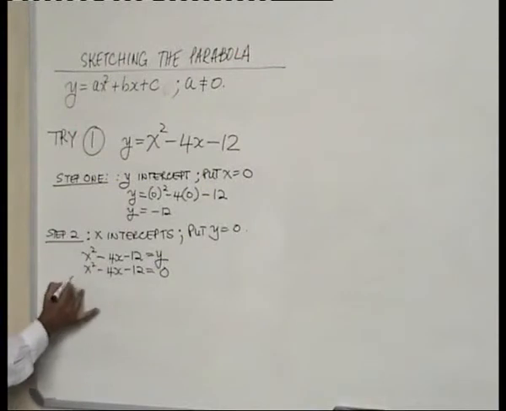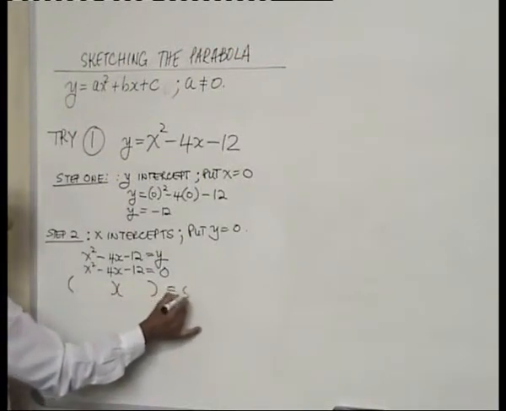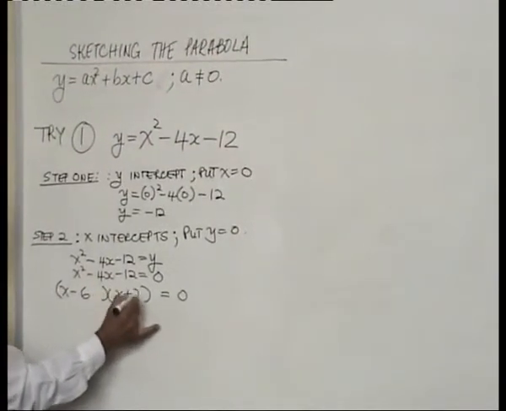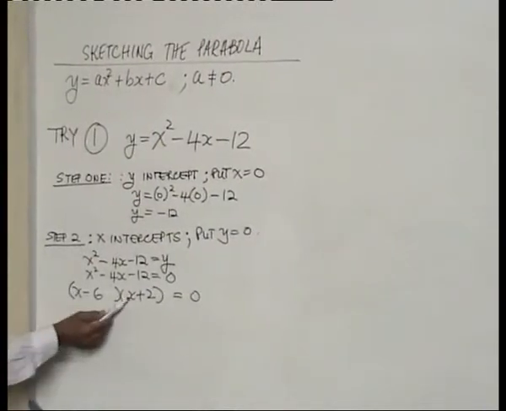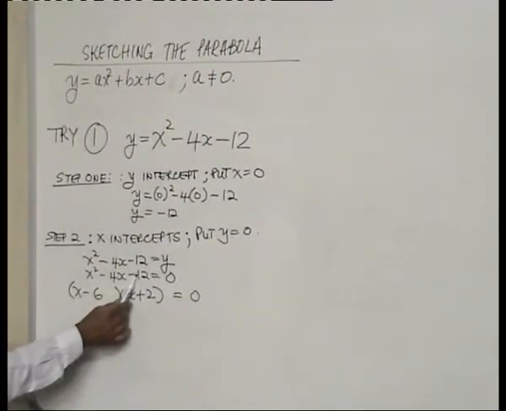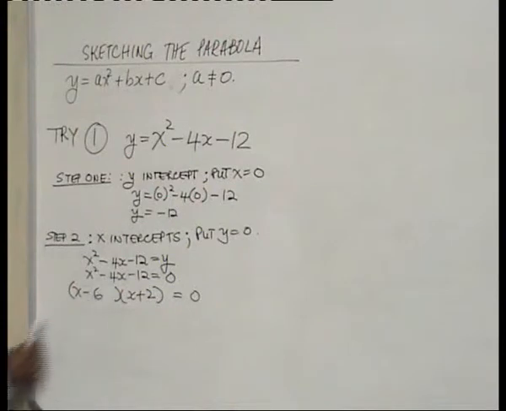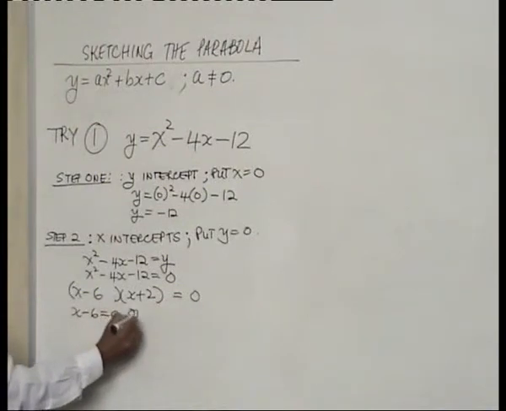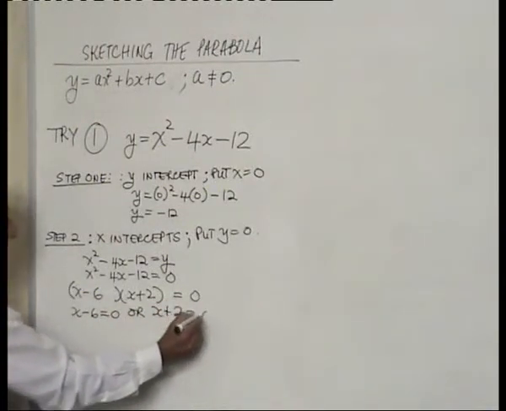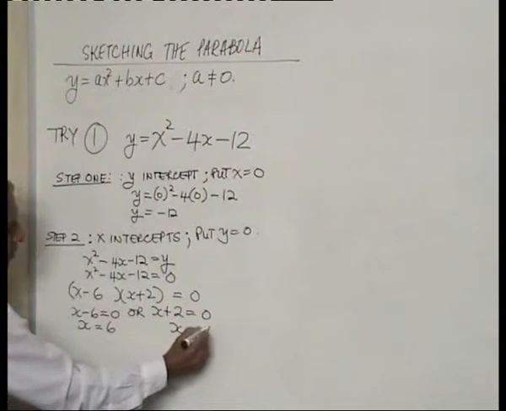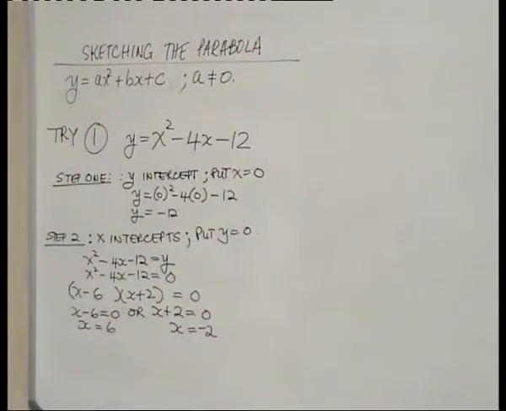Now we have to factorize this. So the factors are x minus 6, x plus 2. And you must test: x times x, x squared, minus 6 times 2, minus 12. And that gives you minus 6, and that gives you plus 2. Add them up, you get minus 4x. And then each bracket will equal 0. Solving this, you get x is equal to 6, x is equal to minus 2. So we have found the x-intercepts, and they are 6 and minus 2.